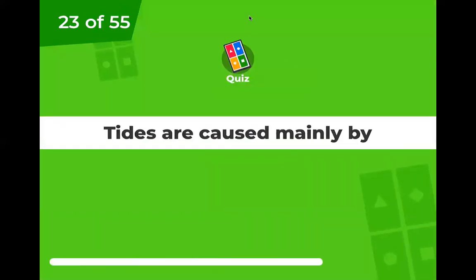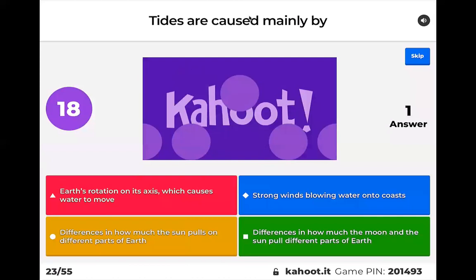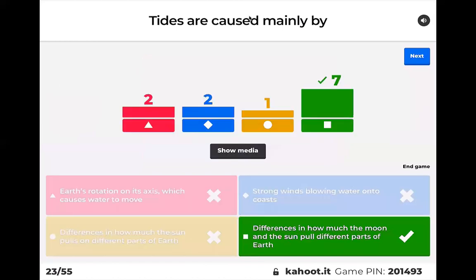Tides are caused mainly by Earth's rotation on its axis, which causes water to move, differences in how much the sun pulls on different parts of the Earth, strong winds blowing water onto the coast, or differences in how much the moon and the sun pull different parts of the Earth. And I don't think it's the wind. Yes. Again, differences in the strength of the sun and moon pulling.